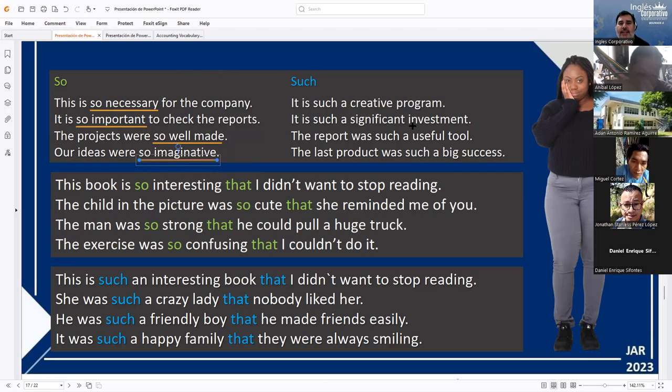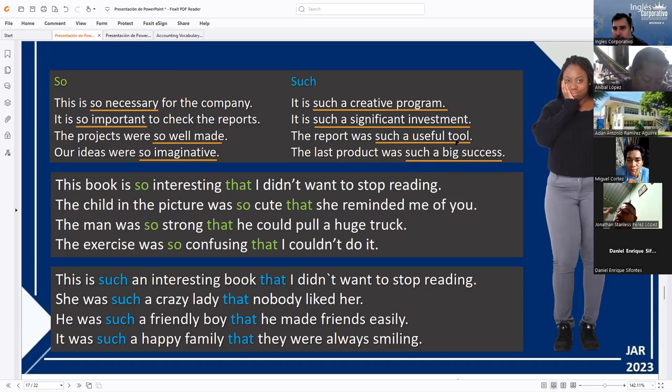Okay. It is such a creative program. It's such a significant investment. Significant means important. The report was such a useful tool. The last product was such a big success. See, noun, noun, noun, noun. But this is incomplete. Let's check the complete sentences.